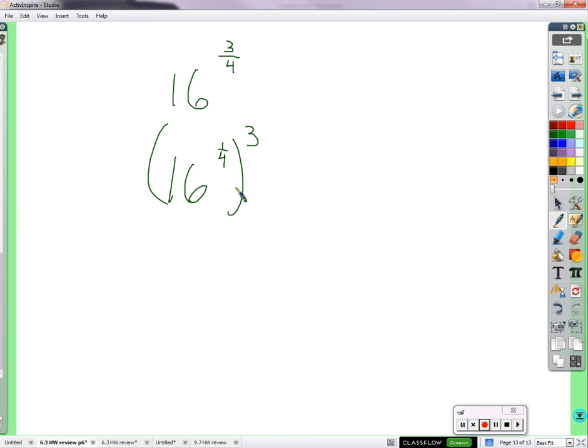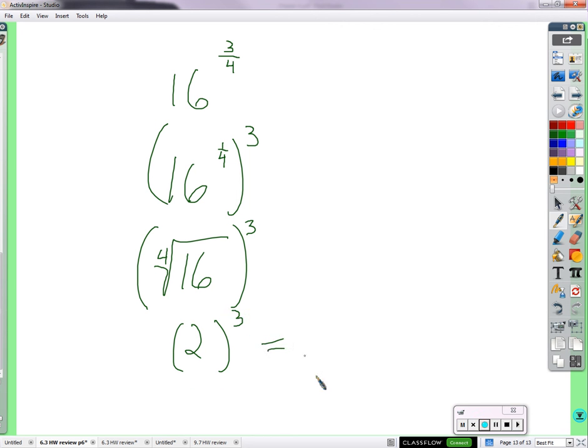And what's 16 to the 1/4 mean? The 4th root of 16? Remember, 4th root of something means it has to multiply by itself 4 times. 4 times 4 times 4 times 4 is not 16. 2 times 2 times 2 times 2? Yes. Is 16. So that's 2. We're going to raise that number to the 3rd. 8.